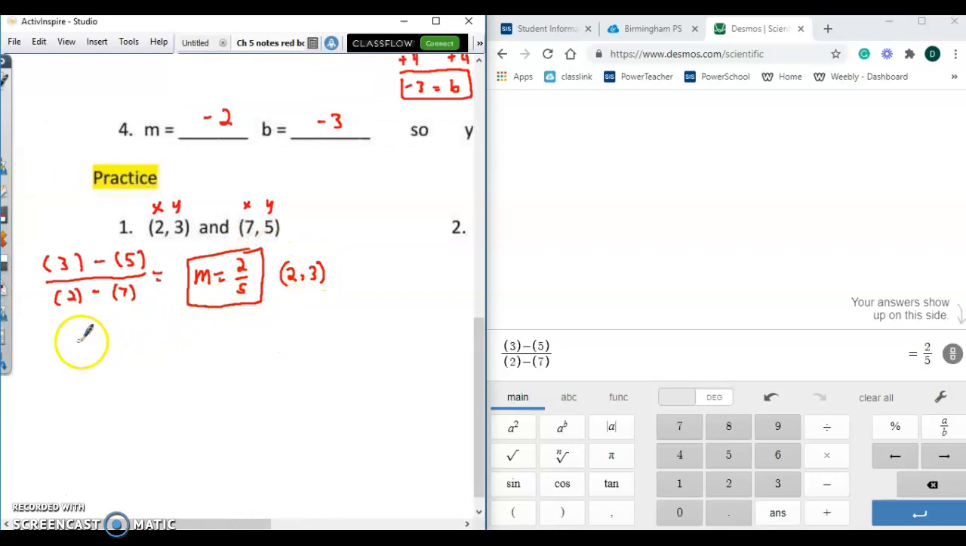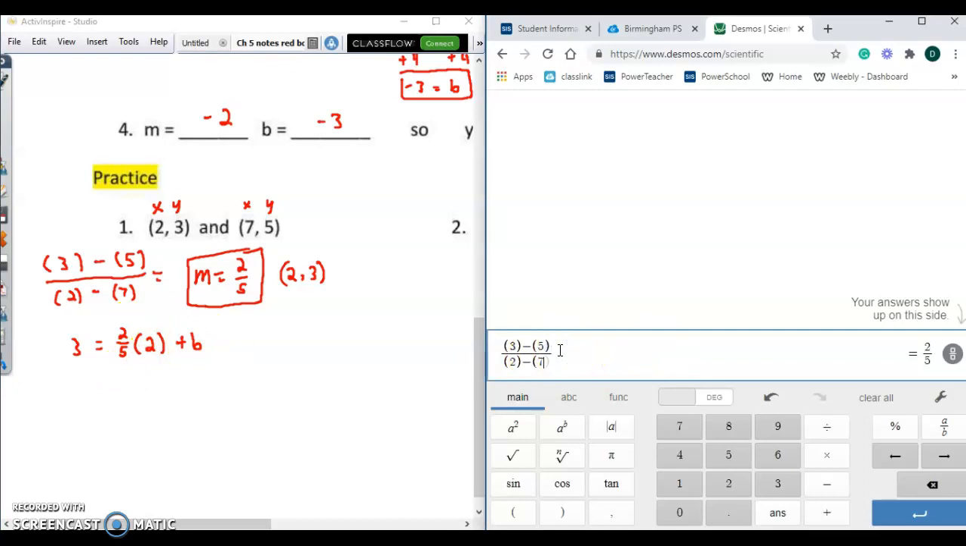So my y is 3. So 3 equals, all right, m, which is 2/5, and then my x, which is 2, plus b. All right, so I like to keep my slope as a fraction because when we're graphing, we count up 2, go over 5. But our b, it's okay if that is in a decimal. So now I'm going to go through this and put 2/5 times 2.